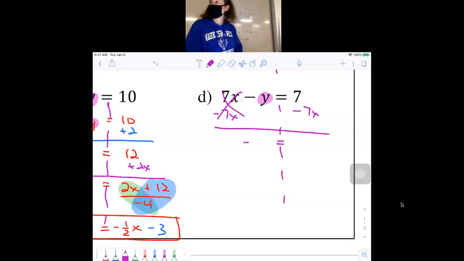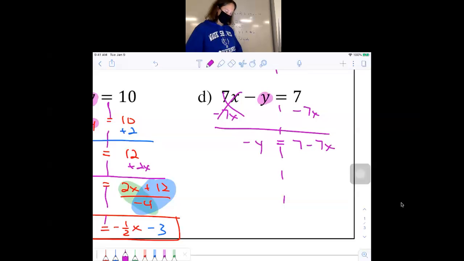Negative y or minus y, whatever you want to look at it. And then on the right side, can I combine those? No. So I would just write 7 minus 7x. Or, if you wanted to put the x first, that would be negative 7x plus 7.